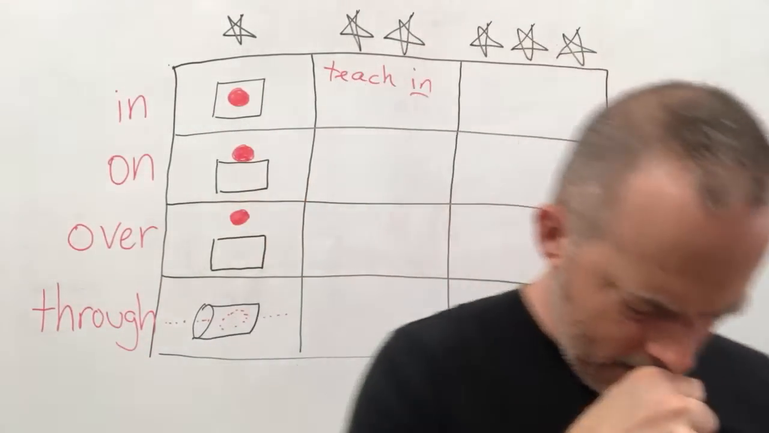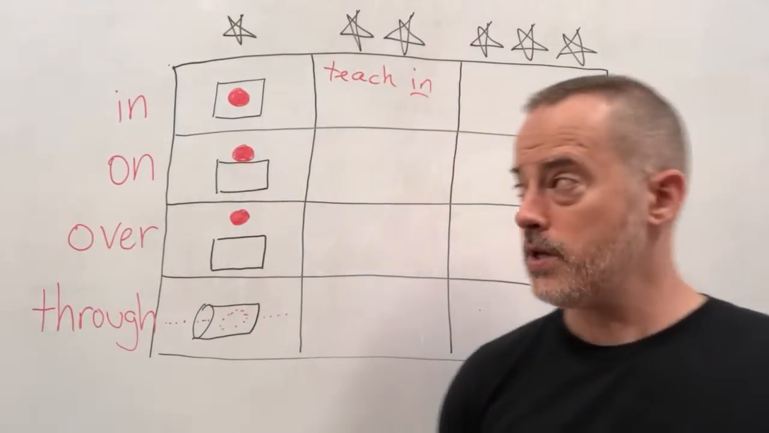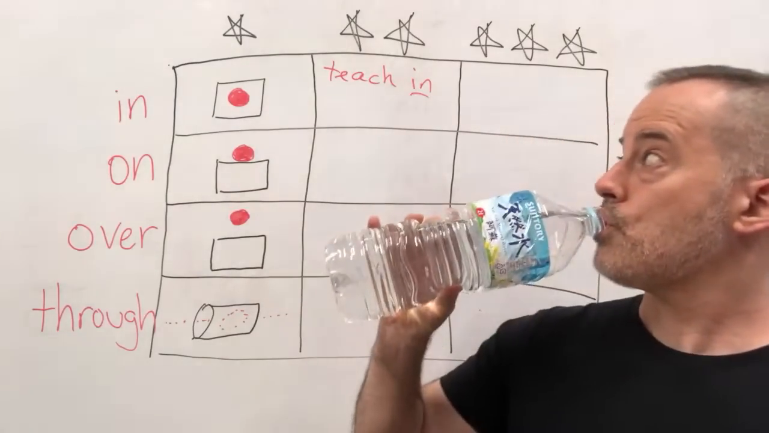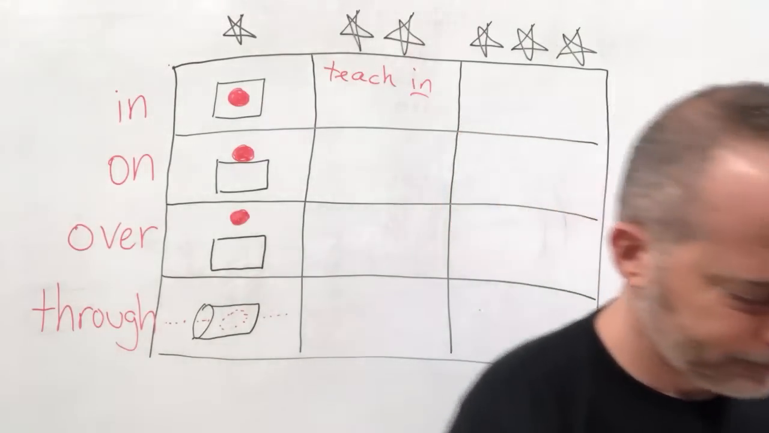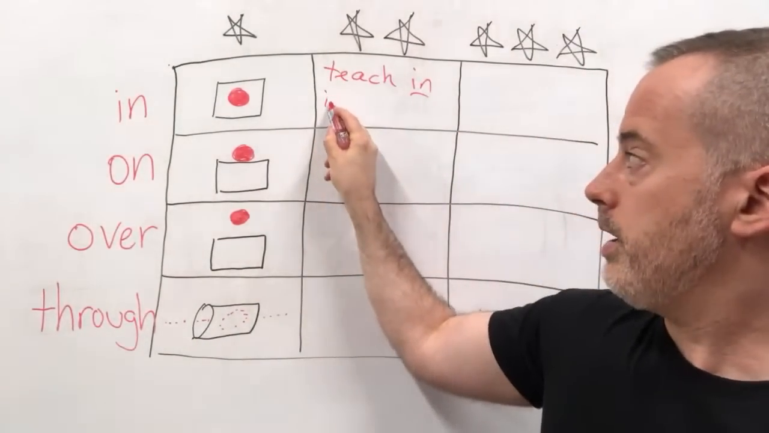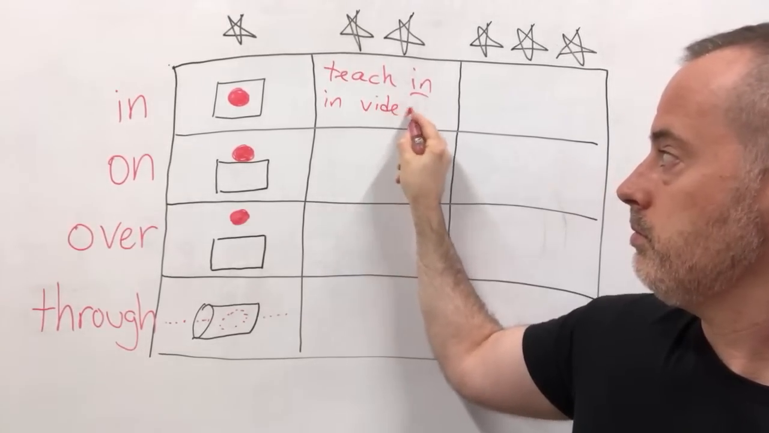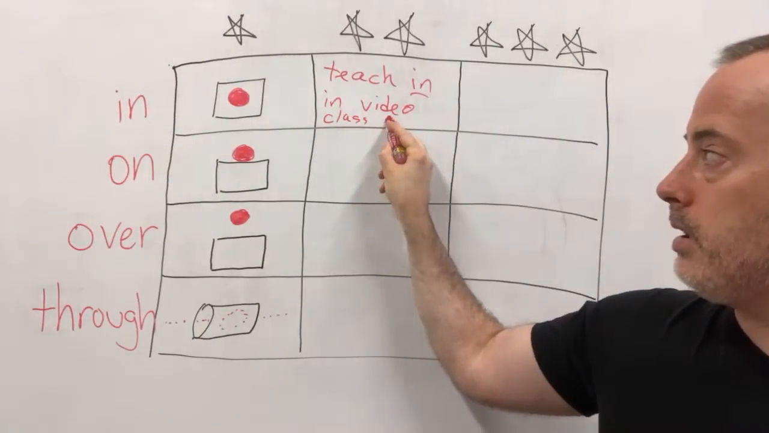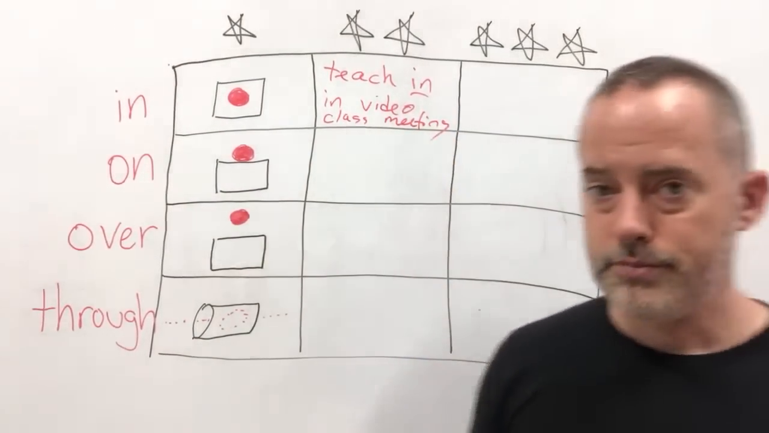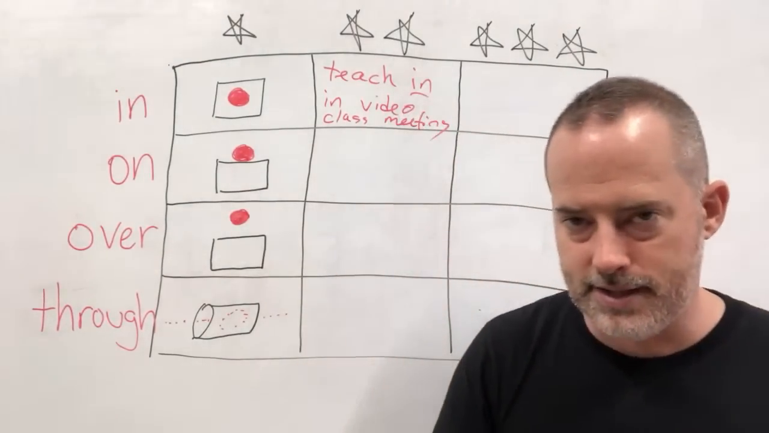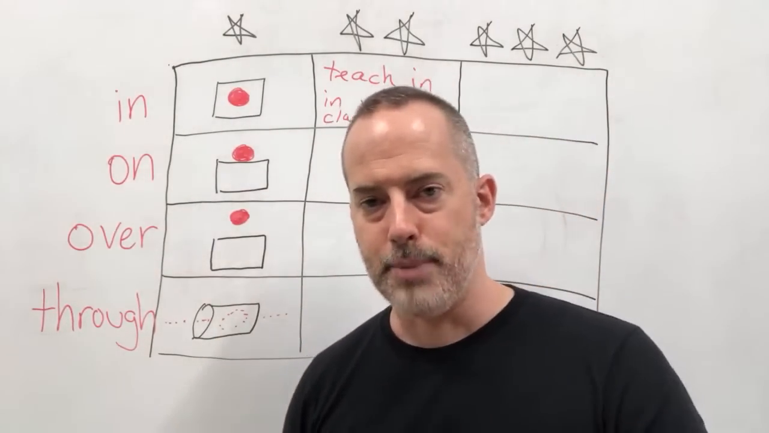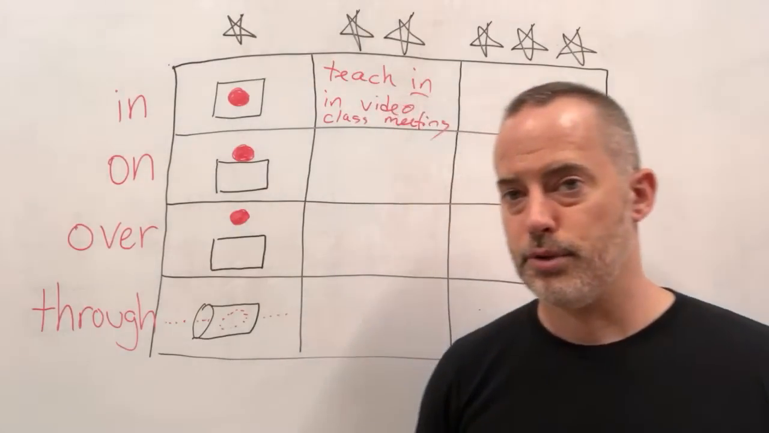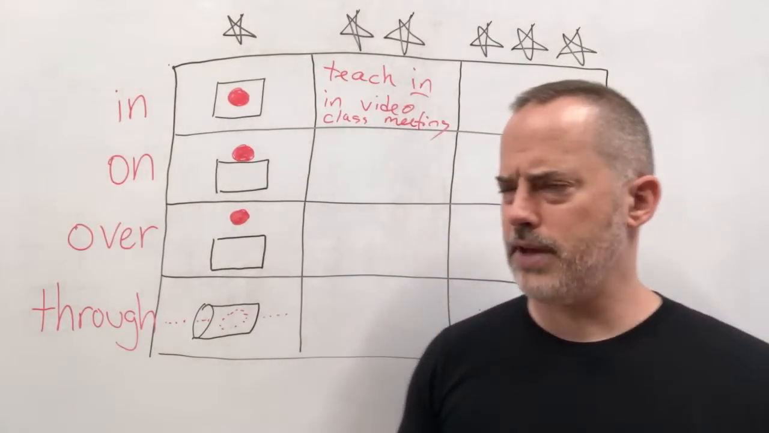So what are some other things, pardon me as I drink some water, some other things we might use for in? What else might you be in right now? What are we doing right now? I could be in a video. I could be in a class, a meeting. These are other things where we're not physically inside something, even if I'm meeting someone like that. But this is how we're talking about being figuratively inside something else. Pretty easy.